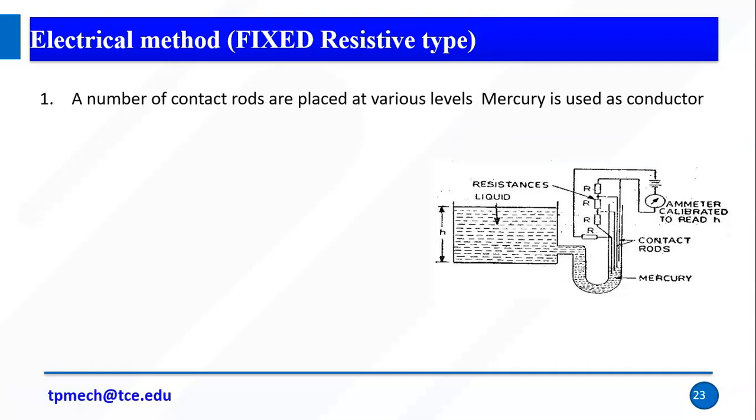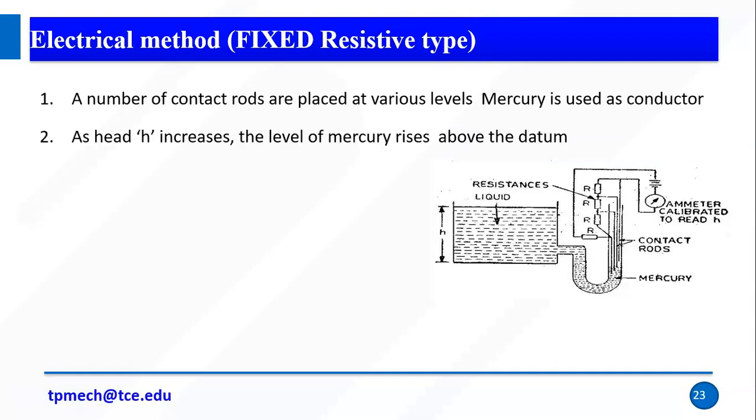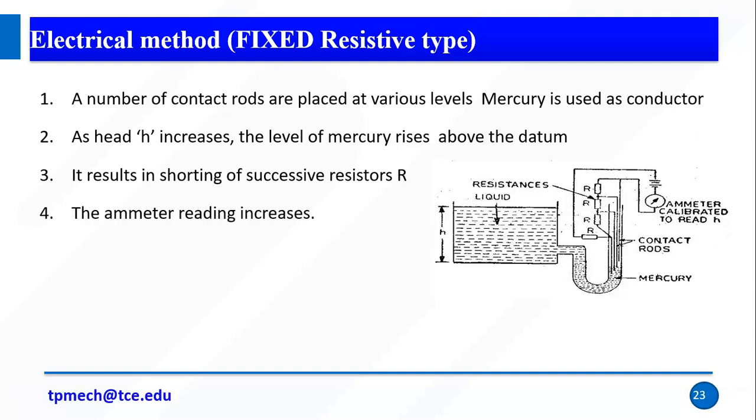Mercury is used as the conductor. As the head H increases, this is the water level, the level of mercury rises above the head. So as the water level increases, the mercury level also increases. It results in shorting the successive resistor R. So over this resistor shorting container, the ammeter reading increases. It indicates the value of H directly, so we can easily measure it directly.